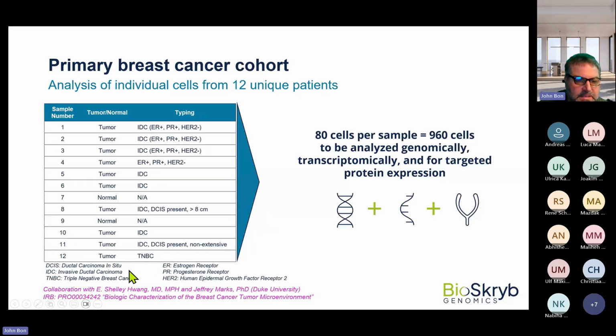Some have ductal carcinoma in situ, some have invasive ductal carcinoma. The whole goal here was to learn more at the genomic and transcriptomic and also cell surface protein level of what's going on from a patient that started with DCIS but then got invasive breast cancer. So they want to understand it, and also the tumor microenvironment. And they looked at about 80 cells per patient, 960 cells total with this group of patients. And Shelley Huang and Jeffrey Marks are the people working on this. And some of this work has been published in bioRxiv. Eventually, it'll be a publication in a journal.